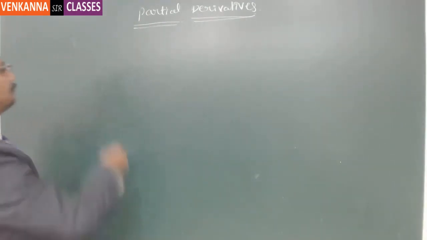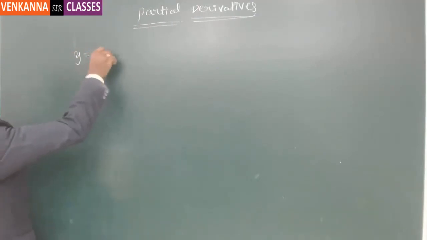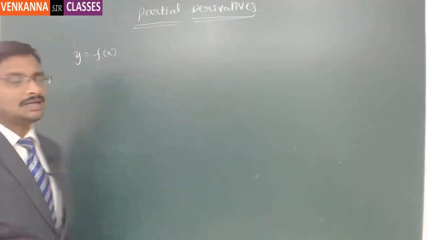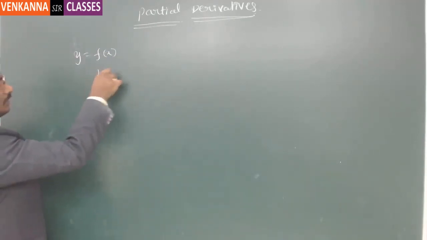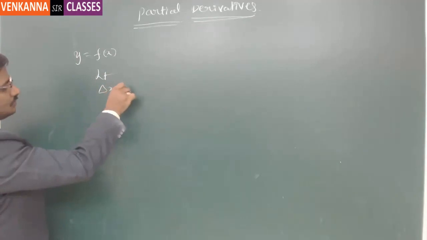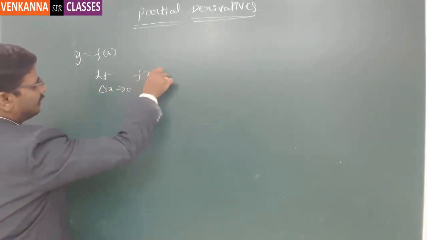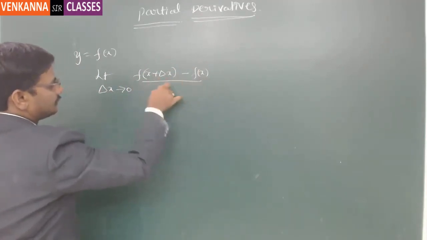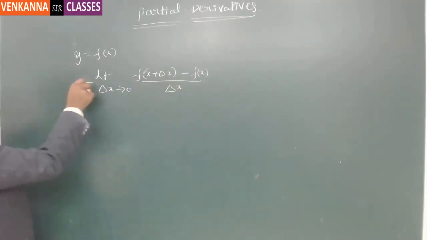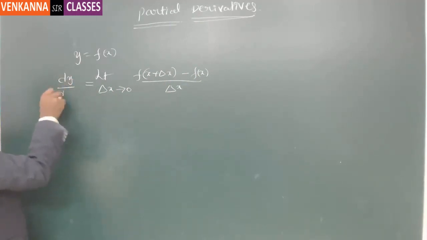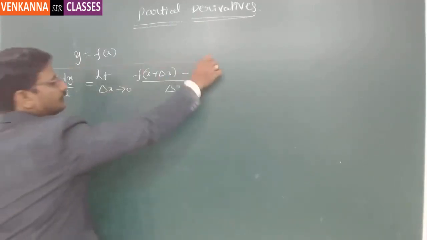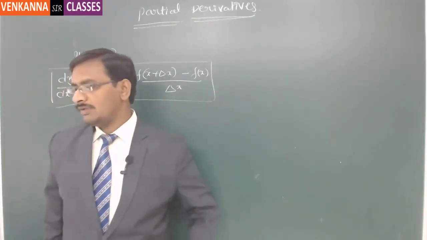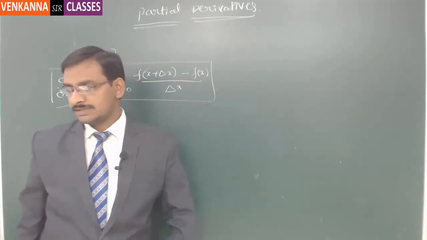So if we take the simple function y is equal to f of x, and we take the derivative of it, which essentially means the limit as delta x tends to 0 of f of x plus delta x minus f of x, divided by delta x. So this is what we call the derivative of y with respect to x, right? This is how we define the normal derivative of any function y is equal to f of x, right?